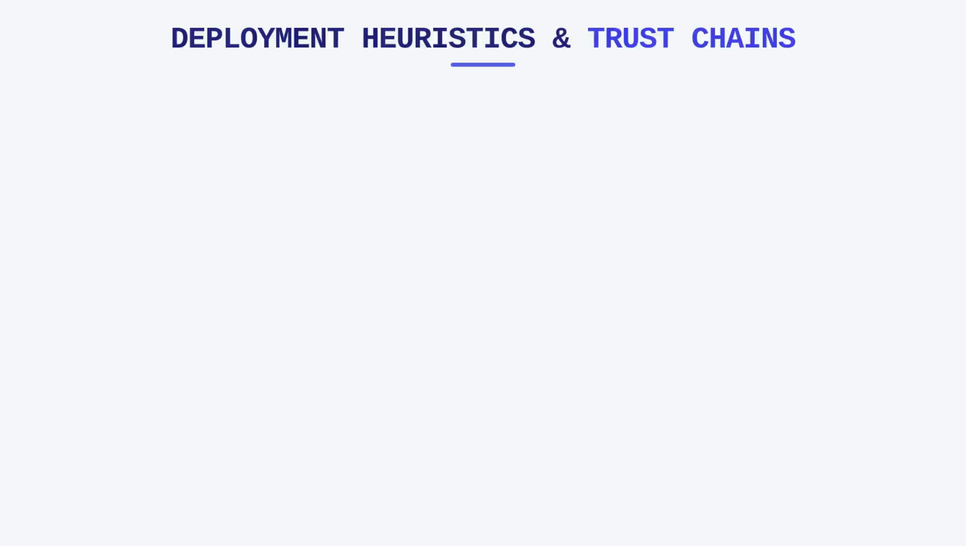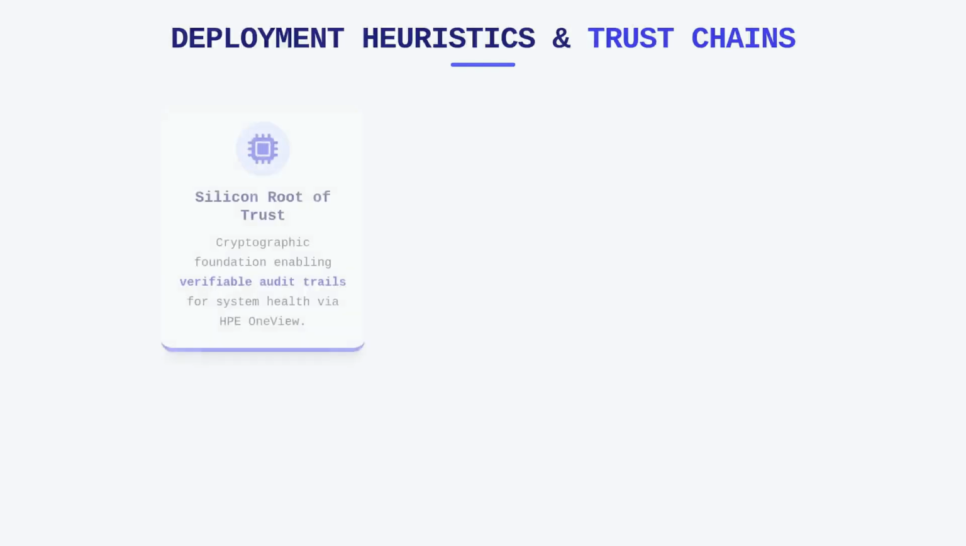Moving into the deployment heuristics, we must understand how this trust chain interacts with the broader software-defined control mechanisms that characterize HPE GreenLake and similar hybrid environments. The Silicon Root of Trust provides a cryptographic foundation that allows management tools like HPE OneView to maintain a verifiable audit trail of system health and authenticity.